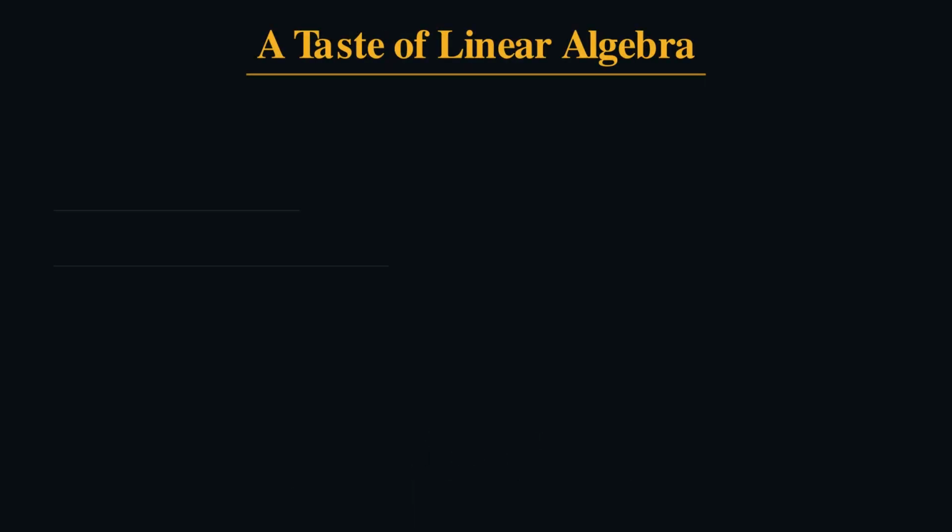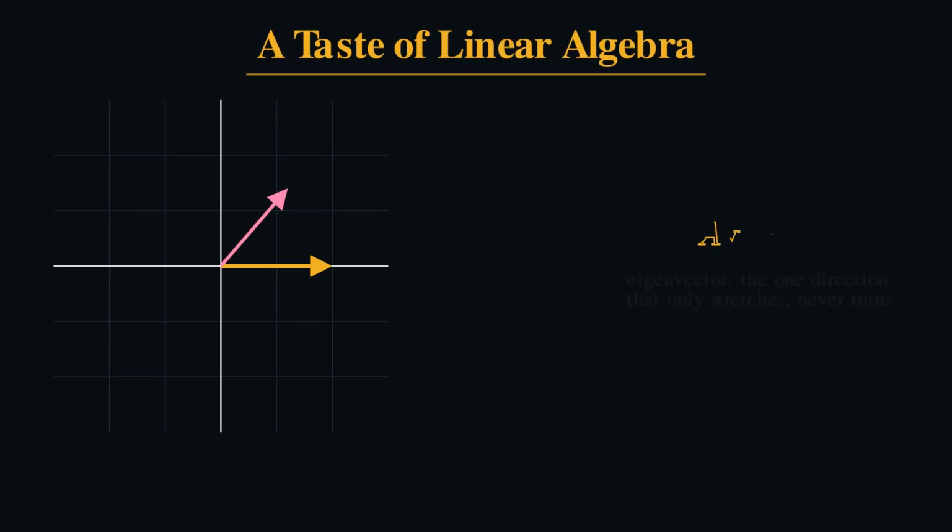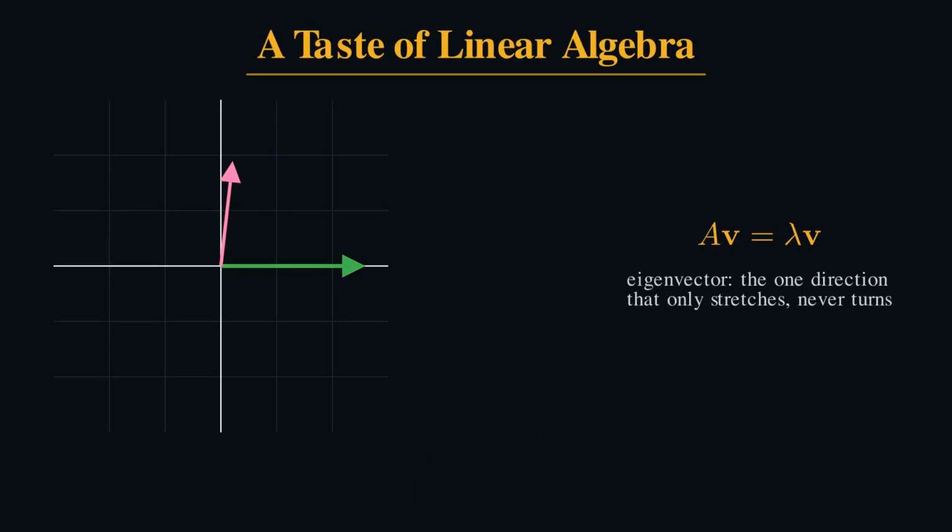Linear algebra is the whole of Season 1, so just a taste here. When a matrix transforms space, most arrows get rotated and stretched. But one special direction only stretches, it never turns. Like rolling out pizza dough, most parts squish and twist, but the center line just expands straight outward. That direction is called an eigenvector, and the amount it stretches is lambda. A v equals lambda v. We will spend a whole episode on this soon.